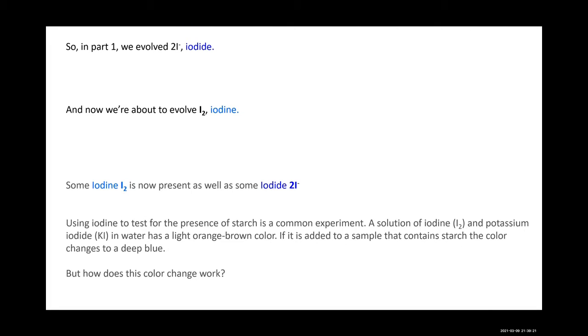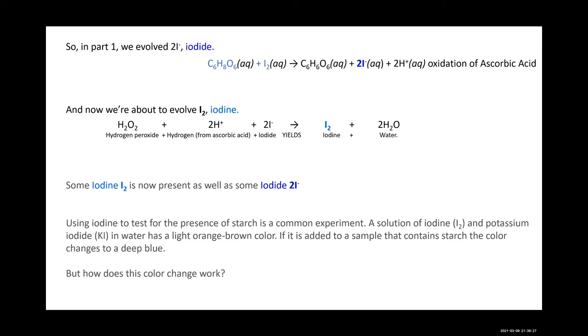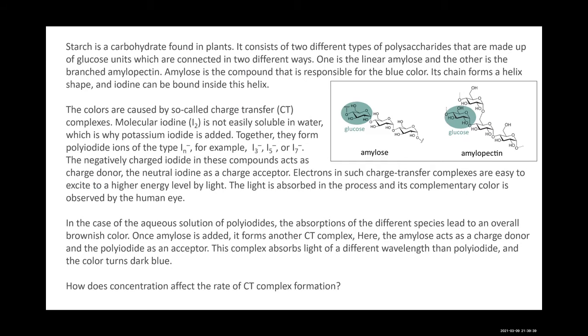So in part 1, we evolved iodide, and we did also evolve some iodine. Now we're about to evolve more iodine by using our new solution to combine with our first solution. So some iodine is now present as well as some iodide.